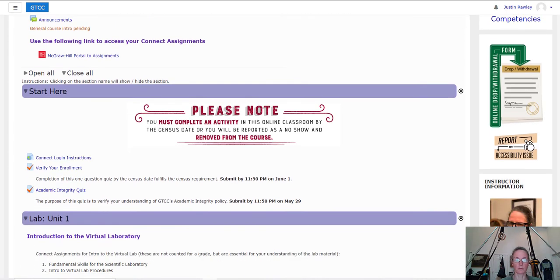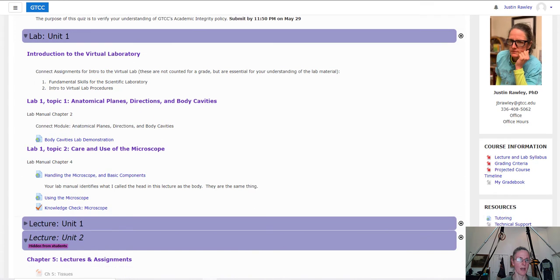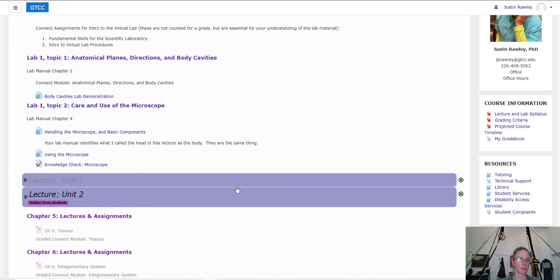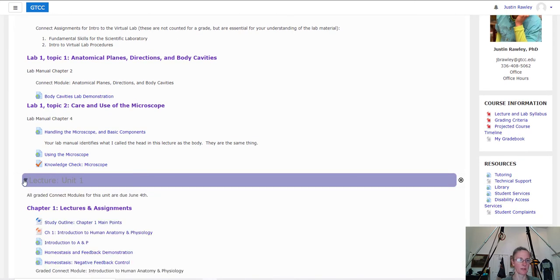Now let's have a look really quickly at how this comes into play, because a lot of our assignments will be in the Connect portal. So when it says Connect module, for example, here, that means that this particular assignment will be found within the Connect module, and we'll show you how to access that in just a moment. So let's look at the lecture unit.